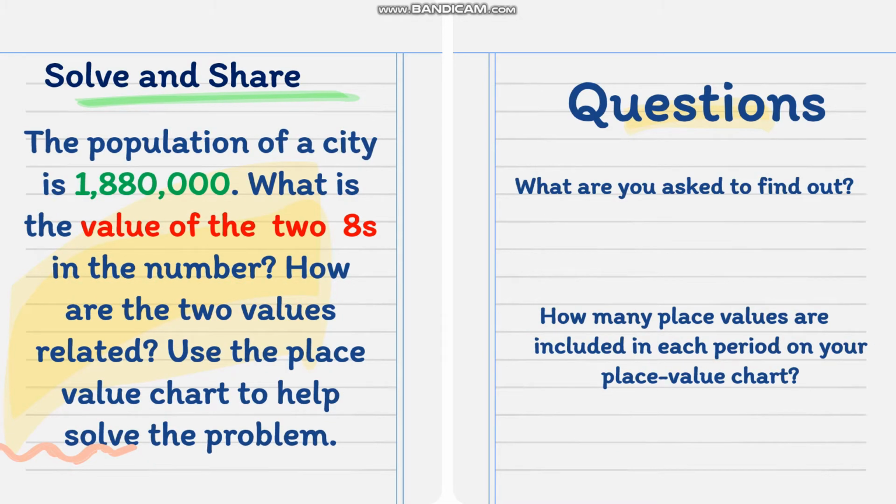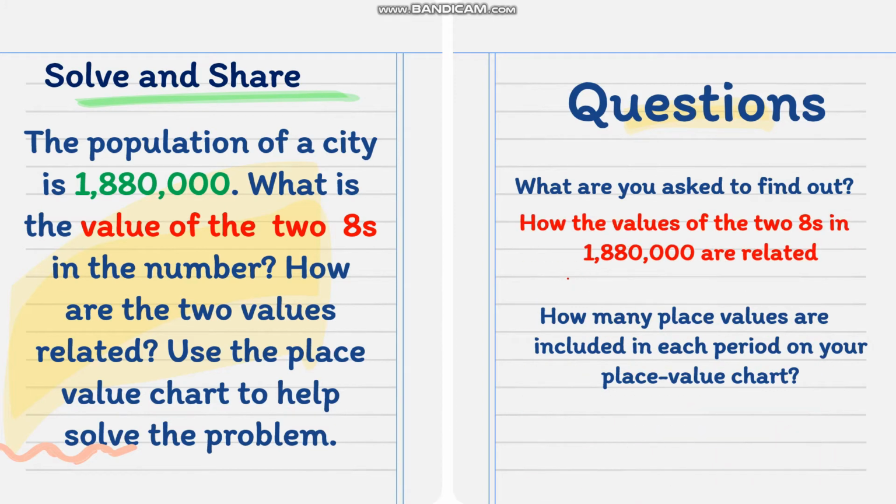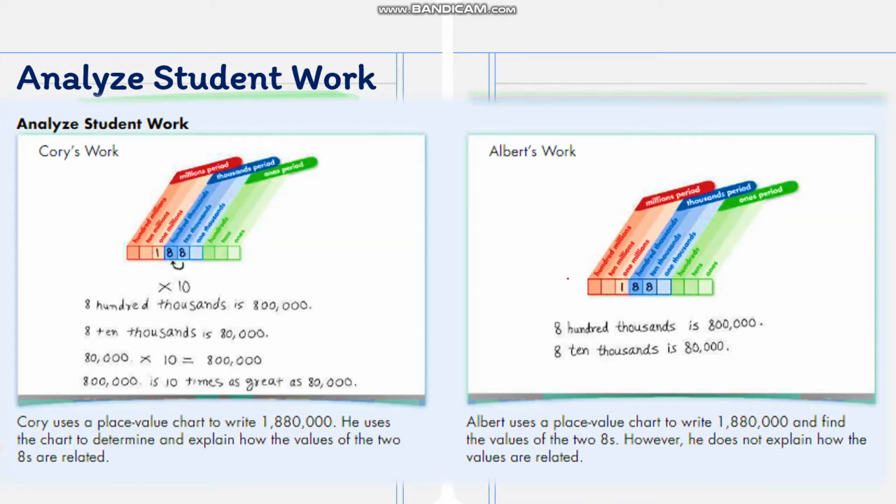Based on that question, what are you asked to find out? It is asking you to find out how the values of the two eights in 1,880,000 are related, and how many place values are included in each period on your place value chart. There are always 3 places. So let's analyze this student's work based on that problem.